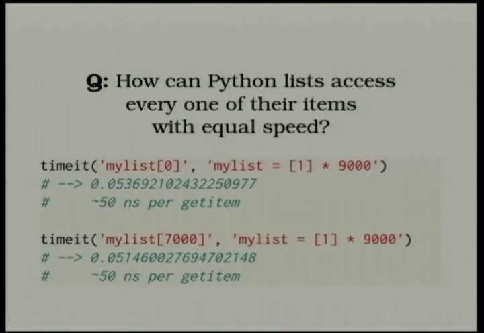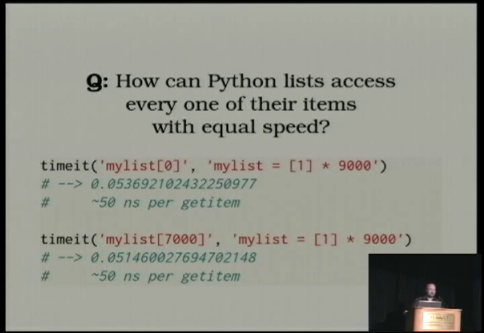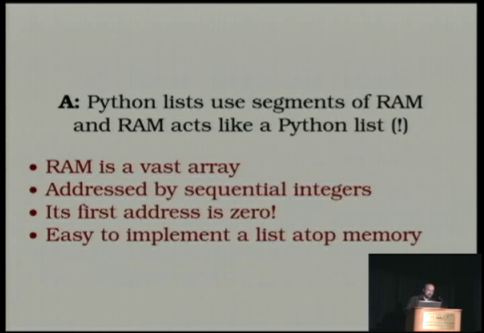How do you think, if you've never looked under the cover, Python lists can access every one of their items with equal speed? Whether you look at the first or the 7,000th item in a list, it tends to come back in a fairly constant time. The answer is that Python lists use segments, contiguous chunks of RAM in your computer, and it just so happens that RAM acts precisely like a Python list. It's a big array addressed by sequential integers. It is even zero-based, just like the list you're used to. So it was very easy for the Python people to implement lists atop RAM.